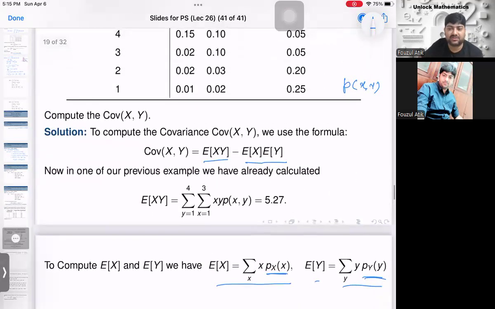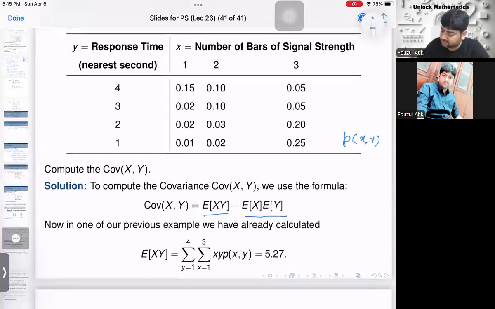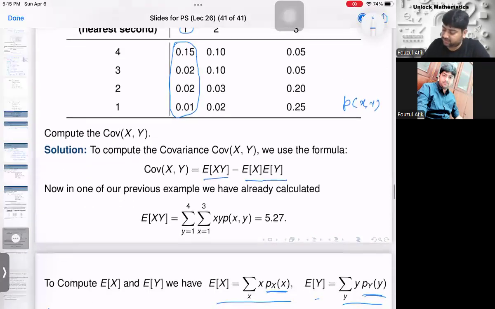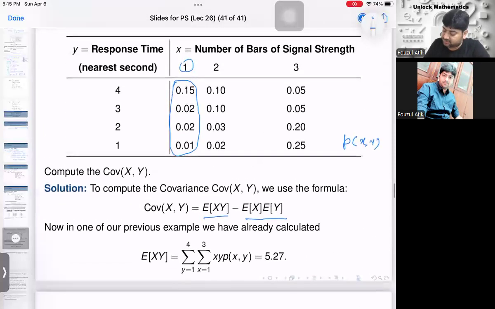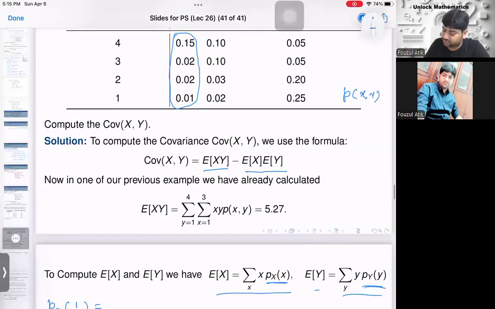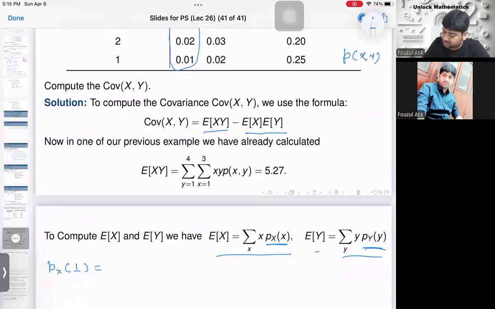So maybe we'll show it once. We have to first calculate p_X(x). So x values are 1, 2 and 3, right? So p_X(1), how to calculate? It means we have to sum over all y. So to get p_X(1), we do the sum over all y of p(x,y). So marginal we can calculate in that way. So x value is 1 and y values are summed over all y. So it is 0.15 plus 0.02 plus 0.02 plus 0.01, and this value is equal to 0.20.